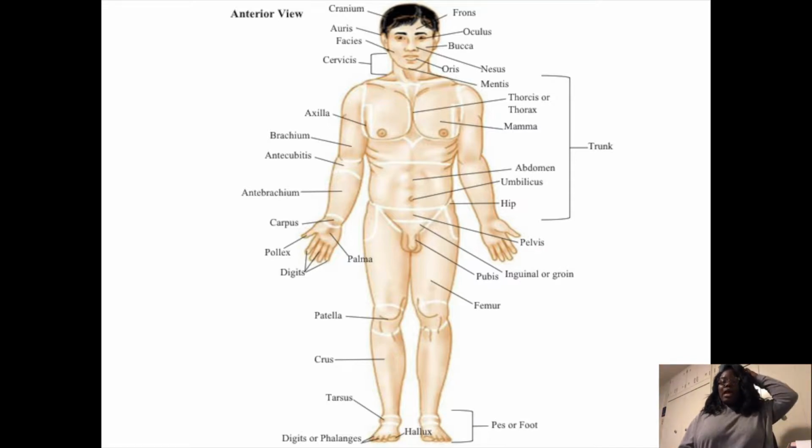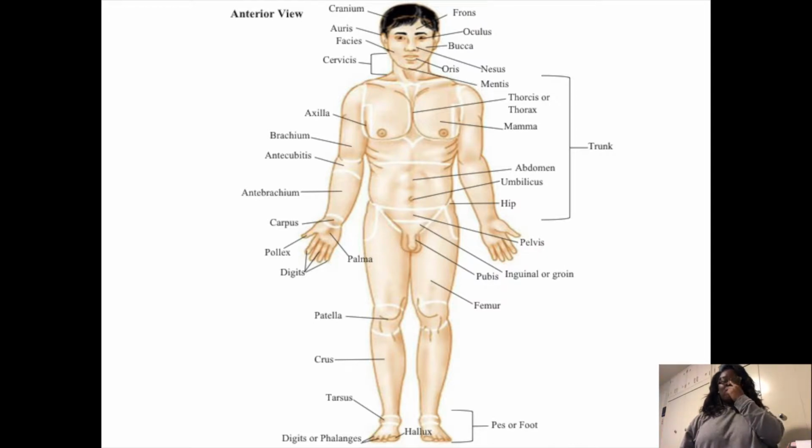So what you would normally call your head is your cranium. Your forehead is your frons, your auris is your ears, your facies is your face. Sounds very familiar. Your oculus are your eyes, and a good way to remember that is optometry. Your bucca is your cheek.